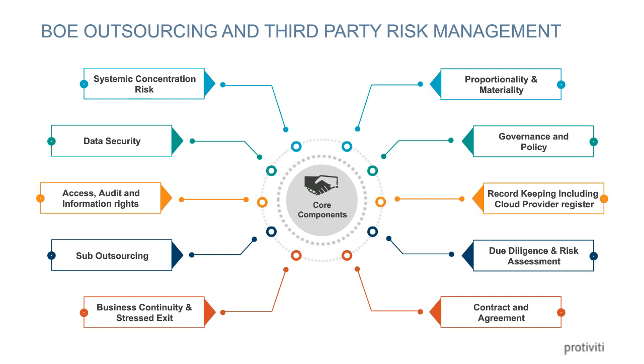Coming down the right-hand side, so proportionality. Proportionality is the risk to the firm. So this is quite a financial services focused area, but potentially a large scale, let's say one of the big four retail banks in the UK, may have a much more significant impact on the overall market than a small investment manager or a small financial services firm.